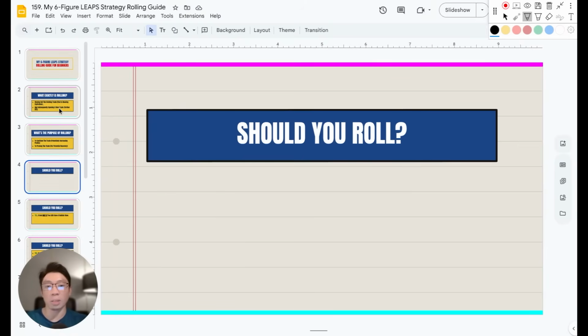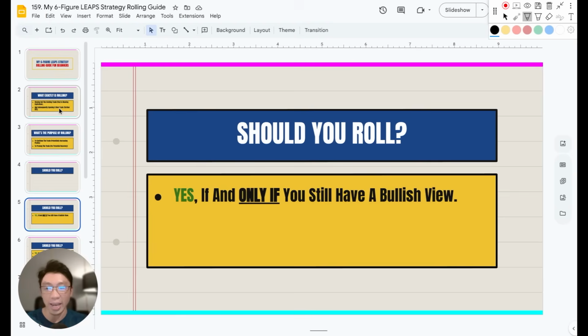Because believe it or not, a lot of people, when they get into rolling, the idea of them rolling actually is not necessarily right. So they are rolling for the wrong reasons most of the time. So the question is, should you actually roll or not? And the answer is yes, if and only if, very important, only if you still have a bullish view. That means you still think that the underlying, the stock, is going to keep going up. Because if you don't think it's going to keep going up, then there's no point to roll it at all.